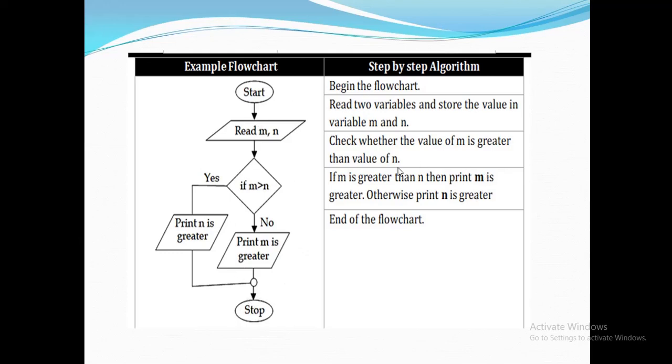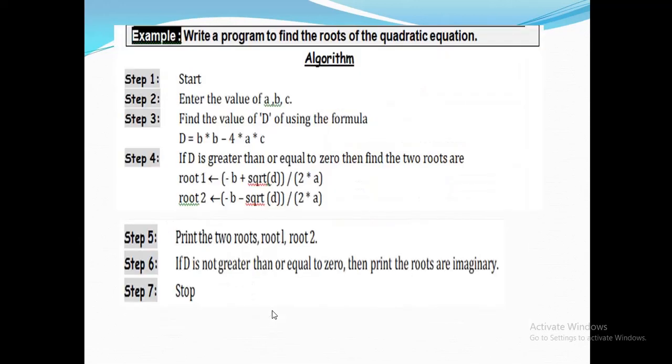The same explanation is given here. If m is greater than n, then print m is greater. If this case is true, then print m is greater. Otherwise print n is greater. And then this is the end of the flowchart.